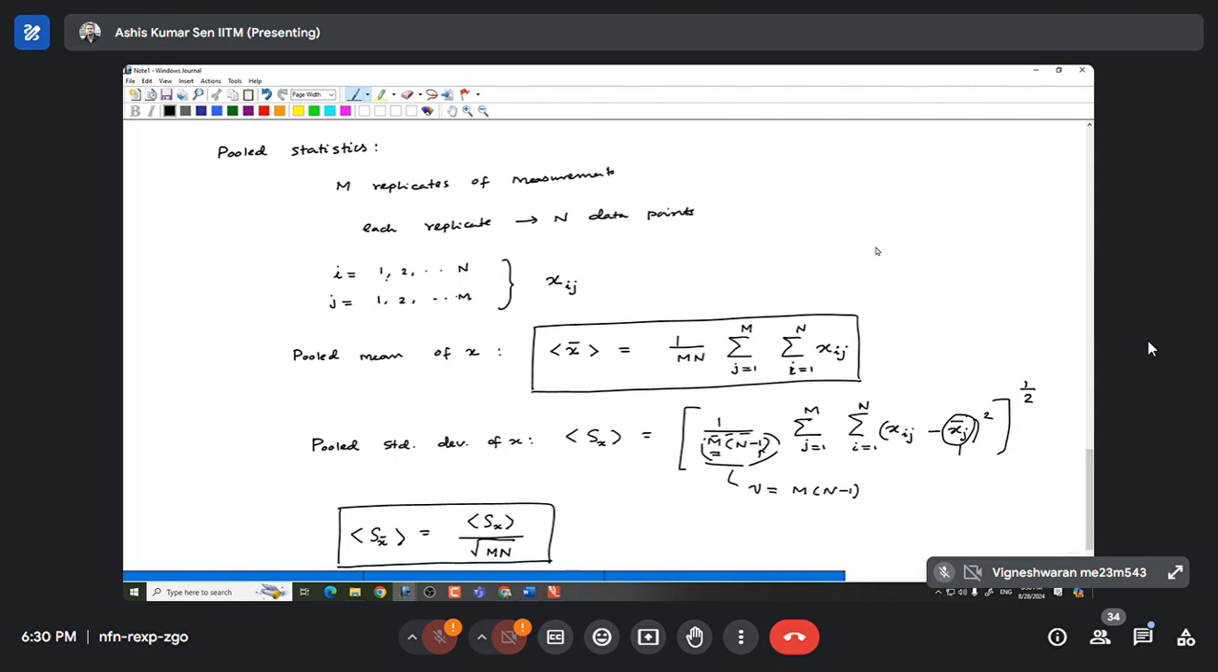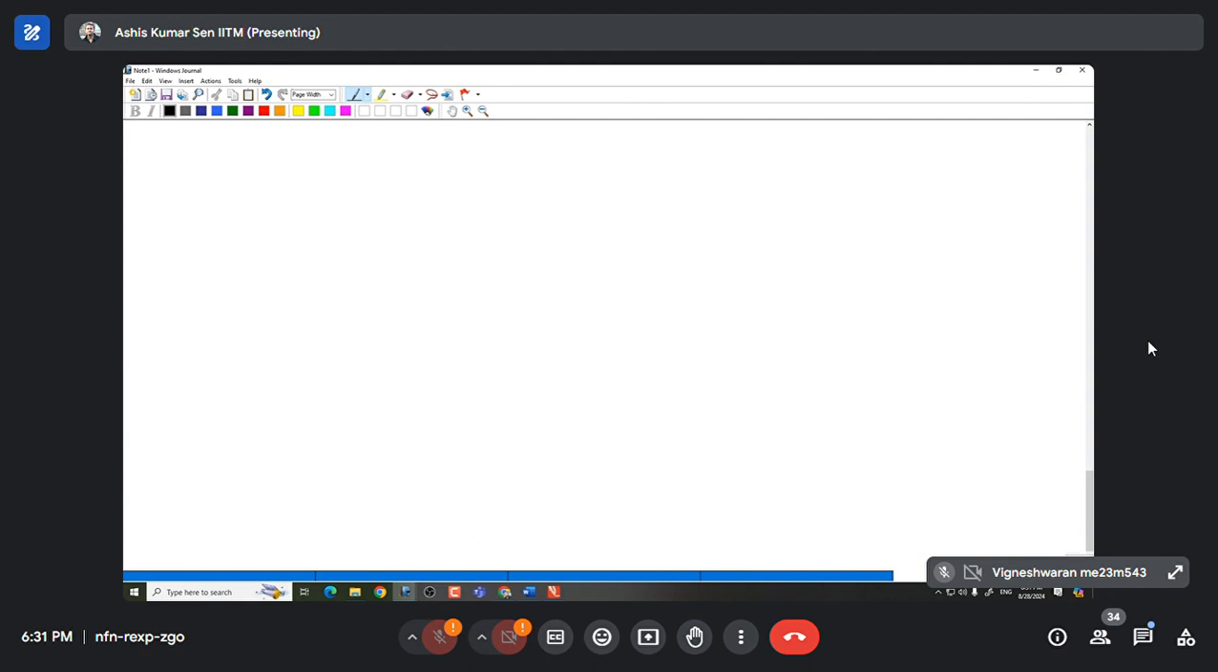So now the question is, what if the number of data points in different data sets are not the same? How do you find the pooled mean and pooled standard deviation? Because i is not the same for different values of j. There you do a weighted mean, a weighted pooled standard deviation, and the same for the standard deviation of the mean. I will just quickly write down those formulas as well.